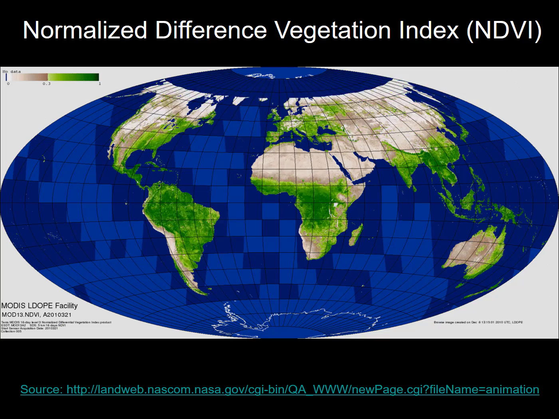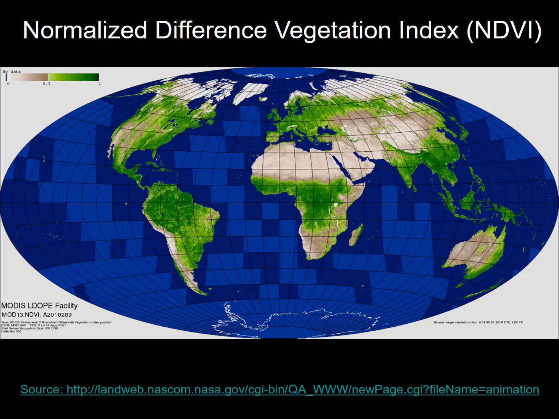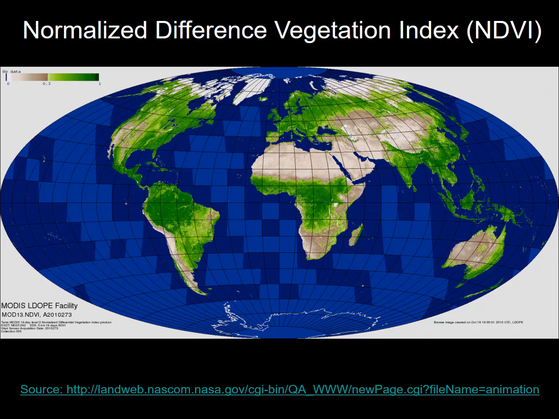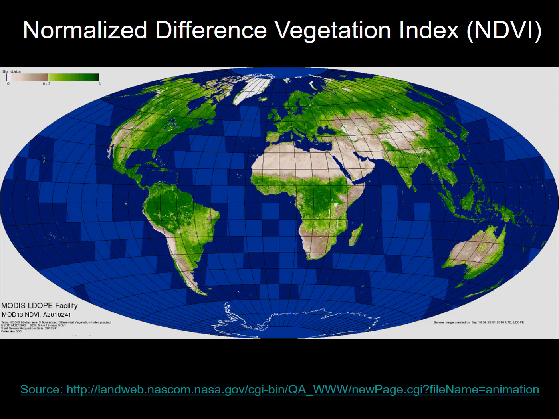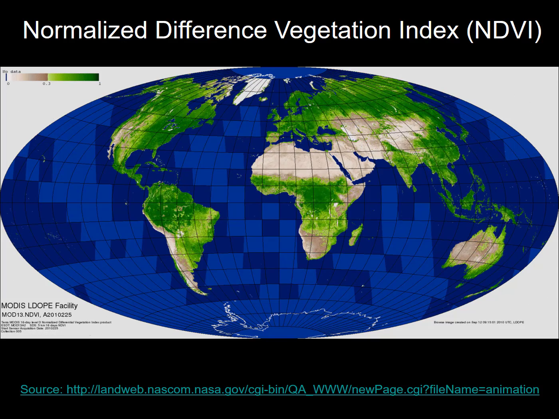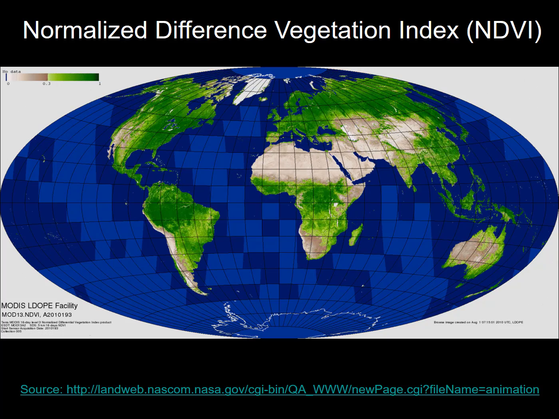This animation shows monthly NDVI values from 2000 to the present, derived from MODIS. Dark green areas show where there was a lot of green leaf growth. Light greens show where there was some green leaf growth, and tan areas show little or no growth at all.